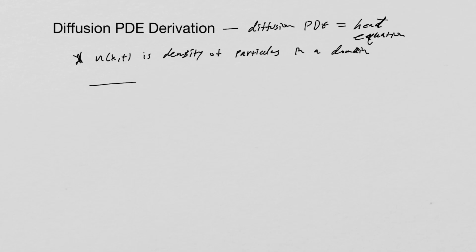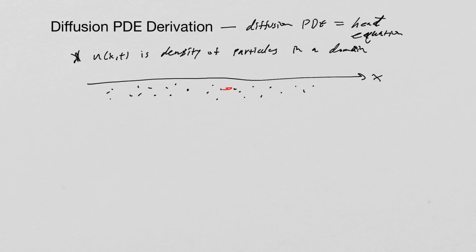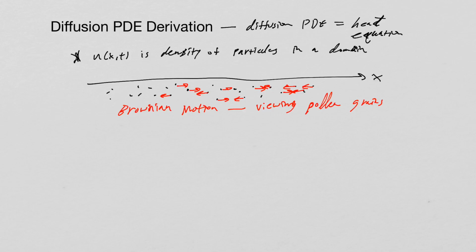Okay, so again, we're going to assume there's some spatial domain x, and we can think of small particles inhabiting some one-dimensional medium which these particles can be transported through, right? And each one of these particles is undergoing some type of random motion, okay? Like so. This random motion they call Brownian motion, after a fellow who observed this while viewing pollen grains in the water.